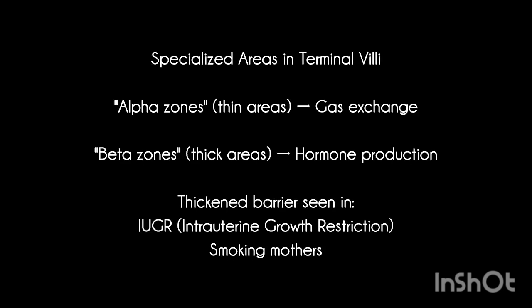Specialized areas in terminal villi. Alpha zones, thin areas, gas exchange. Beta zones, thick areas, hormone production. Thickened barrier seen in IUGR, intrauterine growth restriction. Smoking mothers.